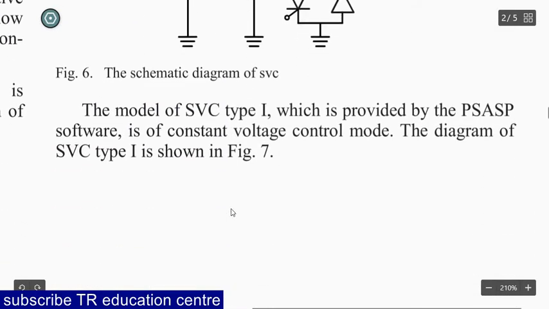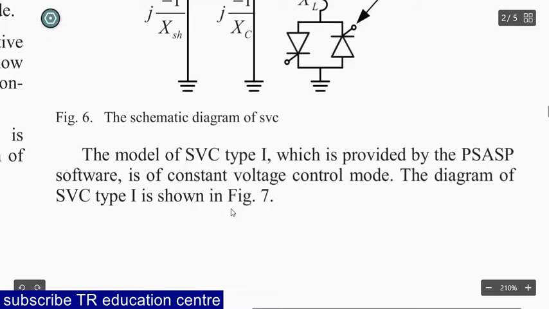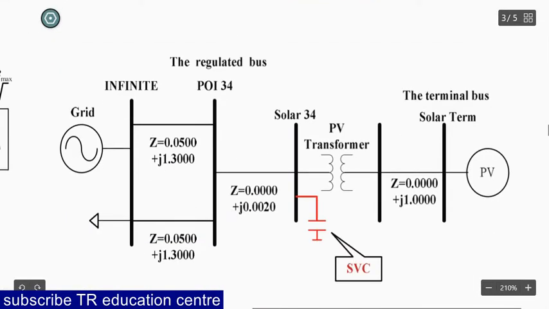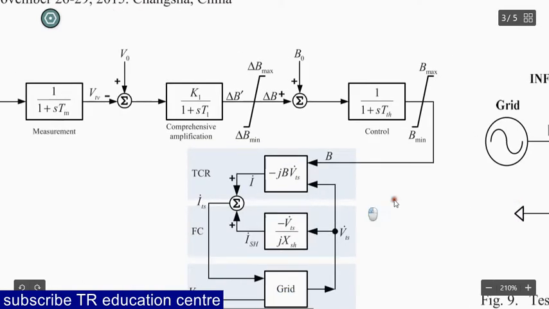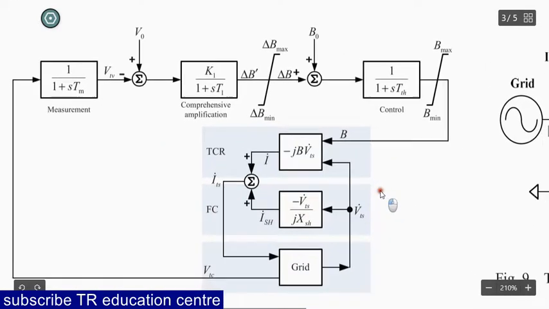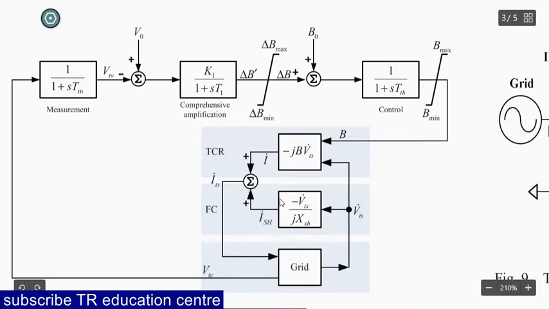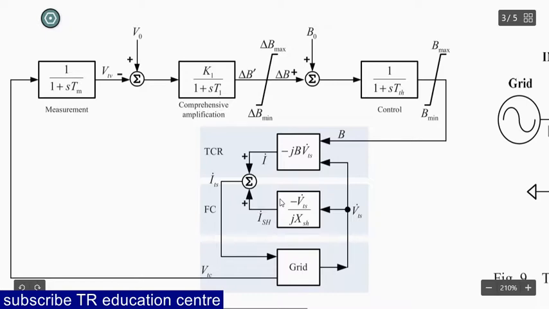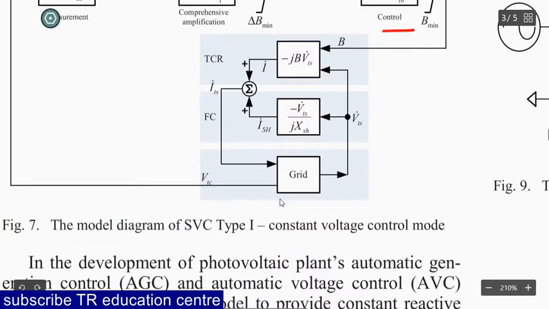This is SVC. The model of SVC type 1, which is provided by the PSASP software, is the constant voltage control mode. The diagram of SVC type 1 is shown in the figure. This is a comprehensive amplification. This is measurement. We can apply comprehensive amplification and apply it to the control. After that, we can apply it to the TCR, and after that, it is connected to the grid. The model diagram of SVC type 1 constant voltage control mode.